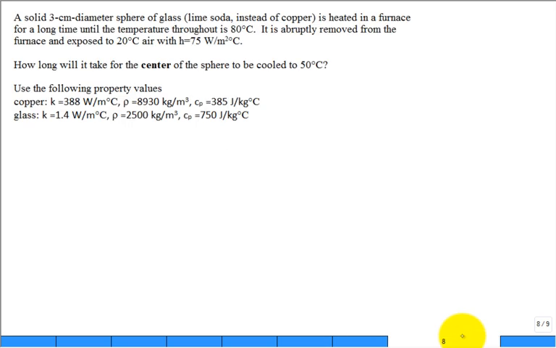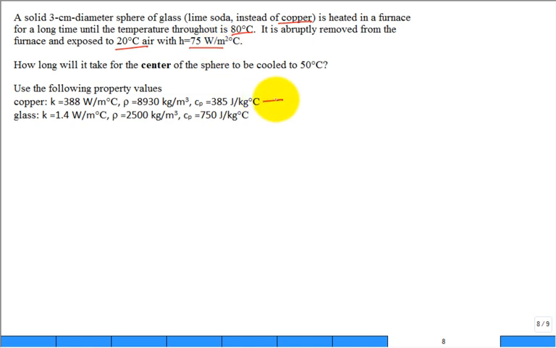Let's solve a problem. We have a solid, a 3 centimeter diameter sphere of glass, which is lime soda. We solved this problem last time, but last time it was copper. We switched from copper to lime glass. The temperature when it comes out of the furnace is 80 degrees C, the same number. It's abruptly removed into 20 degrees C air, same number for the air, same convection coefficient. The diameter's the same. It's just glass and not copper.